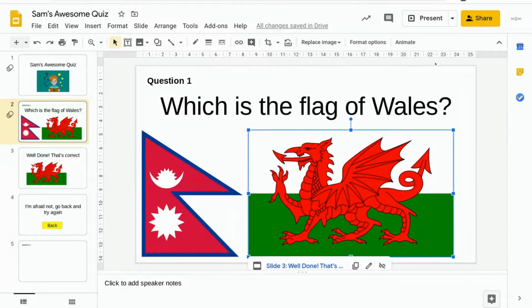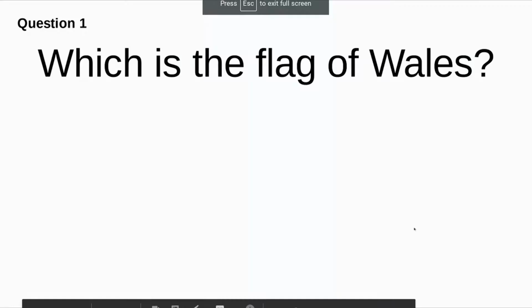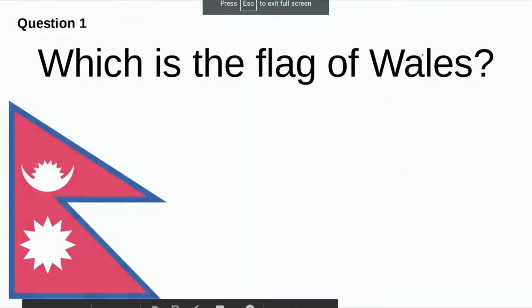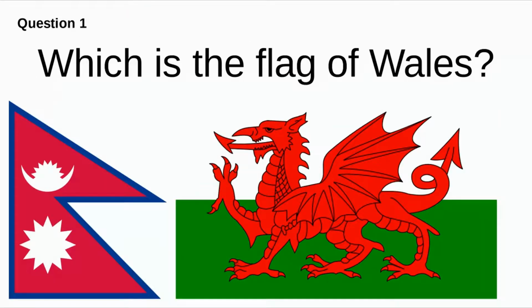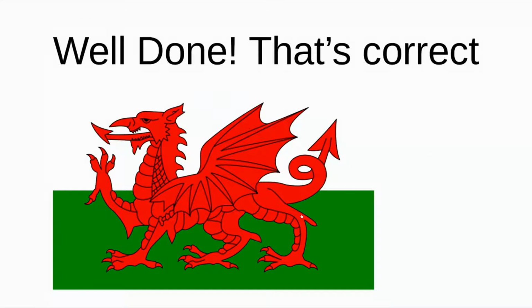Let's see what that looks like in practice. If I click Present to test it out, I'll click twice so the flags appear. Now if I click the Nepal flag, there you go, it takes me to the slide telling me I'm incorrect. I'm just going to hit the back arrow to take me back to the slide here. Now I click on the Welsh flag, and that takes me to the slide that tells me I'm correct.